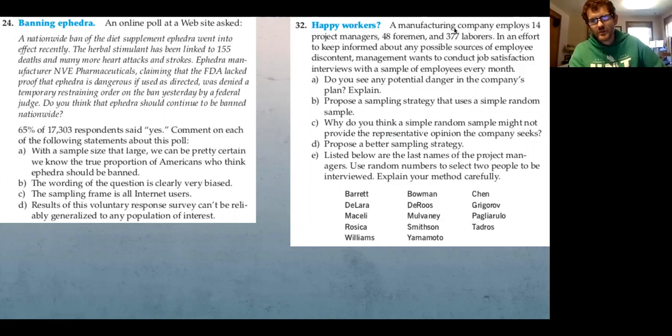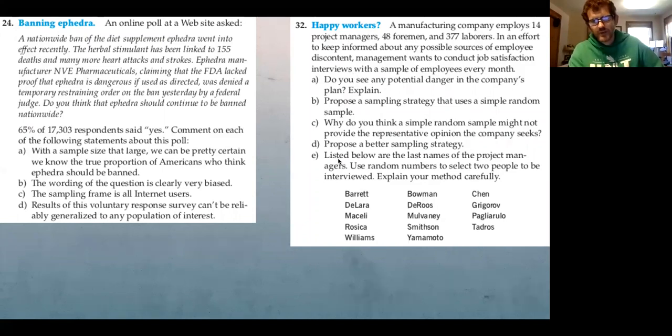So in the next one, it says propose a better sampling strategy. We really want to get project managers and foremen's opinions when we do the survey, not just laborers. So maybe we do a stratified sample. We stratify based on the job types, and then we select proportionally from that. Okay, and then not only that, we don't do in-person interviews with management. Maybe it's an anonymous survey that's sent out to specific employees.